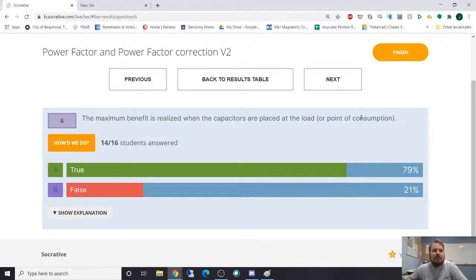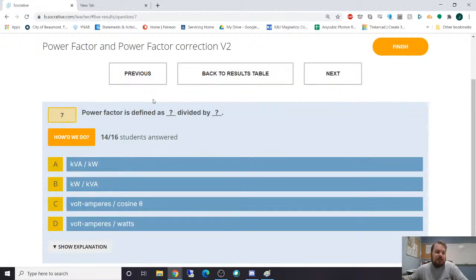That's why things like AC units and refrigerators in your house have capacitors in them, and you don't just install a capacitor bank when you're building a house. Power factor is defined as blank divided by blank.